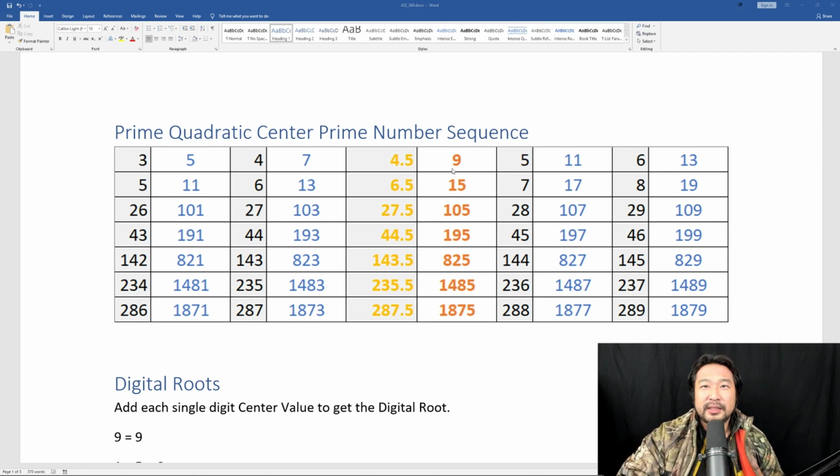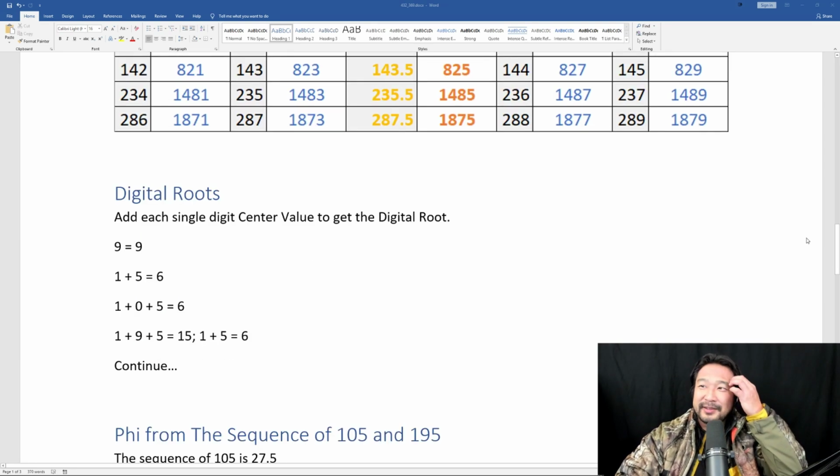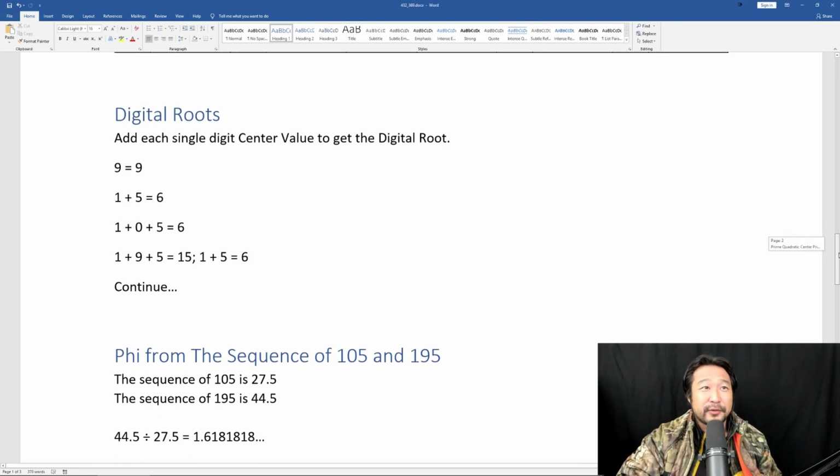So these center prime numbers need to be part of the sequence as well. Between 4 and 5, it's 4.5. Between 6 and 7, it's 6.5. Pretty simple, right? Now, before we get into some fun stuff, I can go over digital roots again.